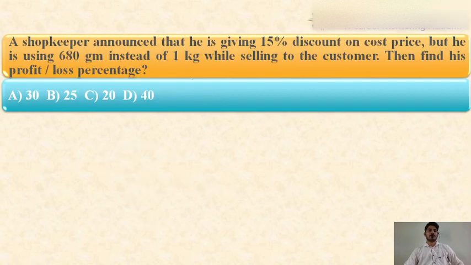Here is the next question. A shopkeeper announced he is giving a discount of 15%. 15 percentage in fraction form can be written as 3 by 20. Initially it was 20 parts, but he is giving only 17 parts here. Next, he is using 680 grams instead of 1000 grams. So he is giving only 680 grams instead of 1000 grams to the customer while selling. Then find the profit or loss percentage.